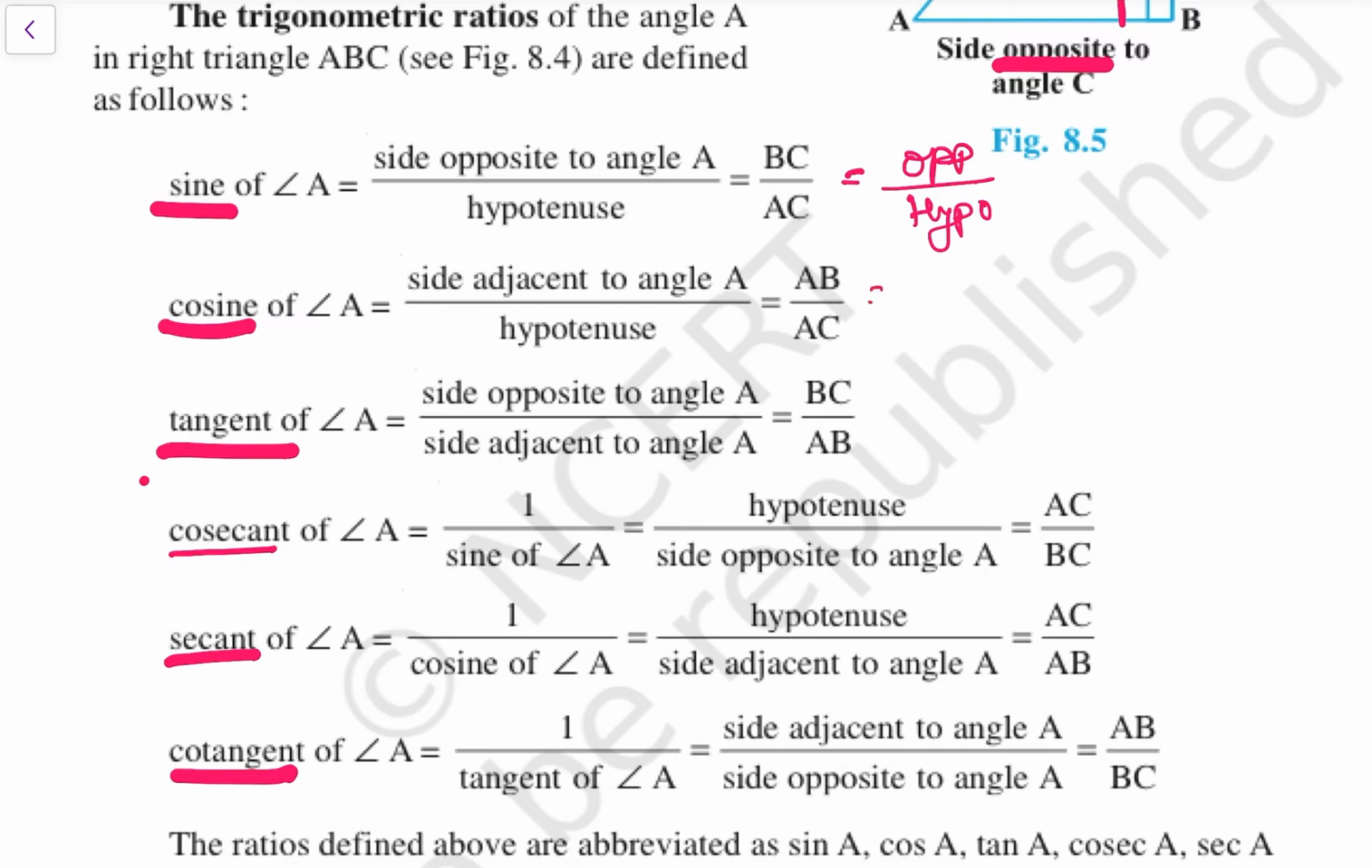In the same way, cosine is the side adjacent to angle A upon hypotenuse, and in the triangle it is AB upon AC, and here BC upon AC. And tangent of angle A is BC upon AB, that is opposite upon adjacent.